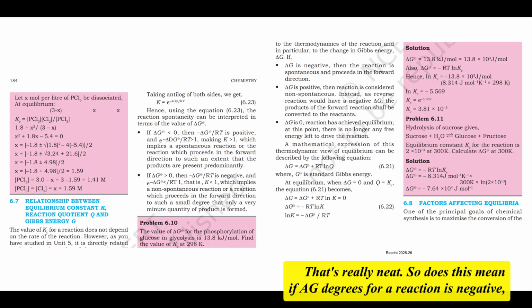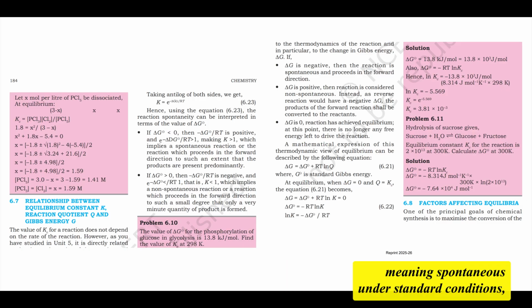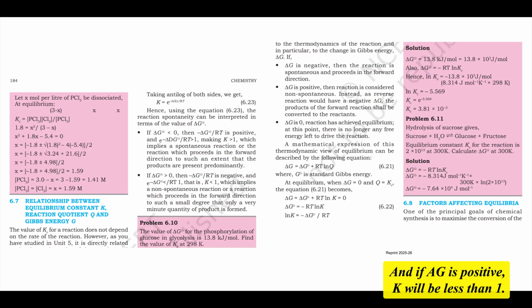That's really neat. So does this mean if ΔG° for a reaction is negative, meaning spontaneous under standard conditions, its equilibrium constant K will be greater than 1, and if ΔG° is positive, K will be less than 1? Precisely. Let's follow the math.